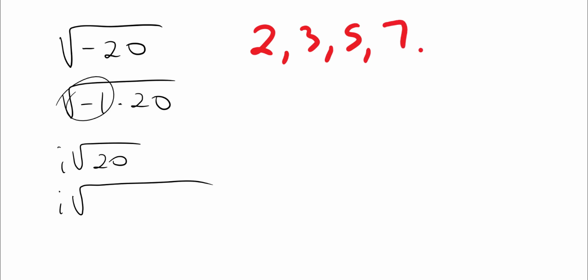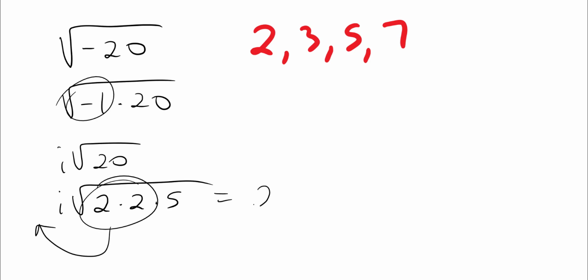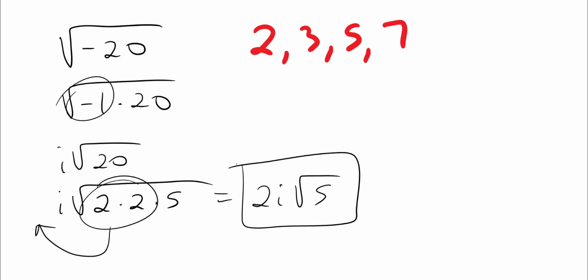Okay, so I'm going to divide, of course, 20 by 2, and I get 2 times 10, and I'm going to divide 10 by 2, so what I really wind up getting is 2 times 2 times 5. You guys should be pretty good at that now. So this comes out. So my final answer to this problem is 2i, and then I have a 5 left over. So 2i root 5. Okay? It's not bad, right? It's actually pretty easy. You just have to remember the rule with the i.